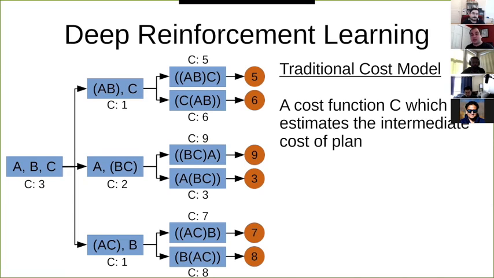Now, if your cost model is perfect, the cost of those last blue boxes will exactly match their latency. And that's the example we have here. So when you have a cost model like this, you have to do a big dynamic programming search to find the optimal query plan, right? You have to expand 2 to the n nodes in order to find that query plan with latency 3.